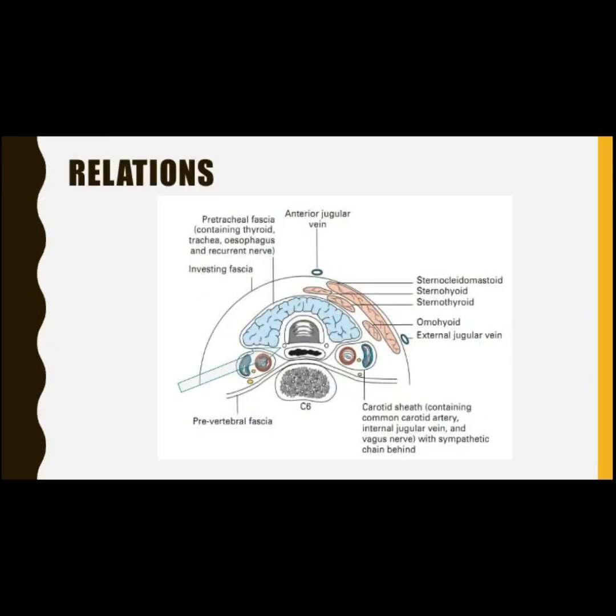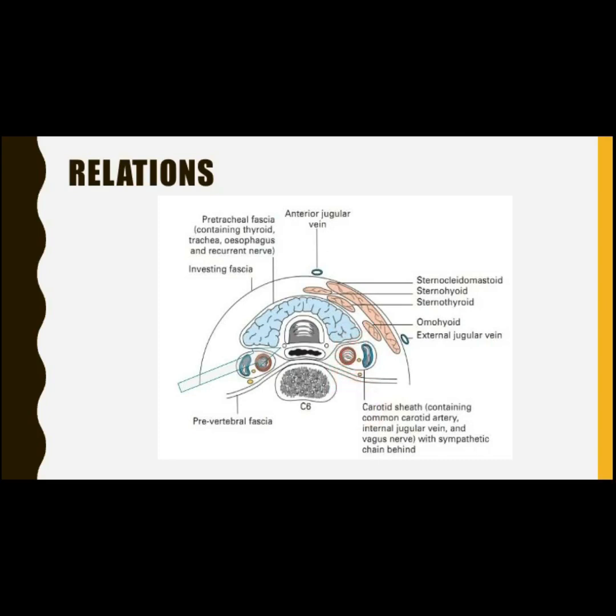Moving on to its relation, this is the transverse section of thyroid. Towards the anterolateral position, it is bounded by three muscles, namely the sternohyoid, sternothyroid and sternocleidomastoid muscle. Towards the posterolateral side, this gland is bounded by carotid sheath and its contents.